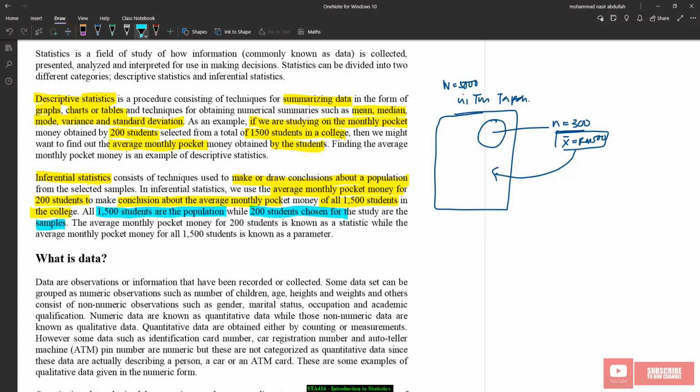So descriptive statistics, we just want to describe the data. We want to know what are the nature, history of the data. Inferential statistics, from the sample selected from the population, we want to draw a conclusion to the population, means from the sample, make a conclusion for the whole population, right? So far, are you clear with this one?